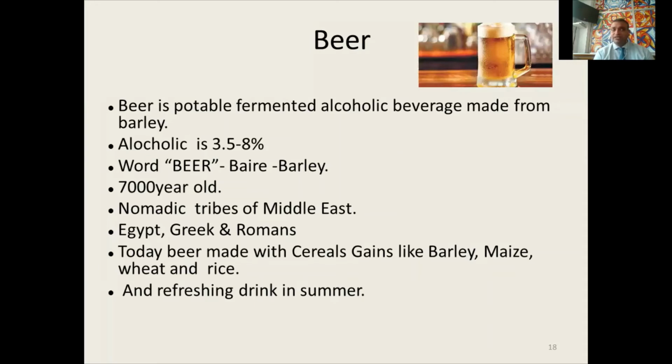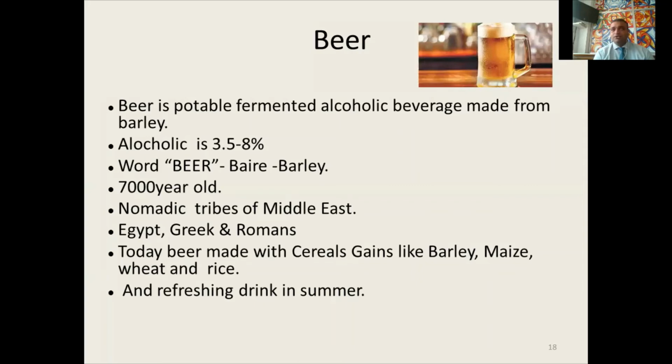Later on, the Greeks and the Romans started adopting and learning the techniques of how to make beer. And they started traveling all over the world with that knowledge. Whenever they entered a new country by conquering it, they established themselves and also taught the new techniques to the people around there. So that's how beer expanded to the world.